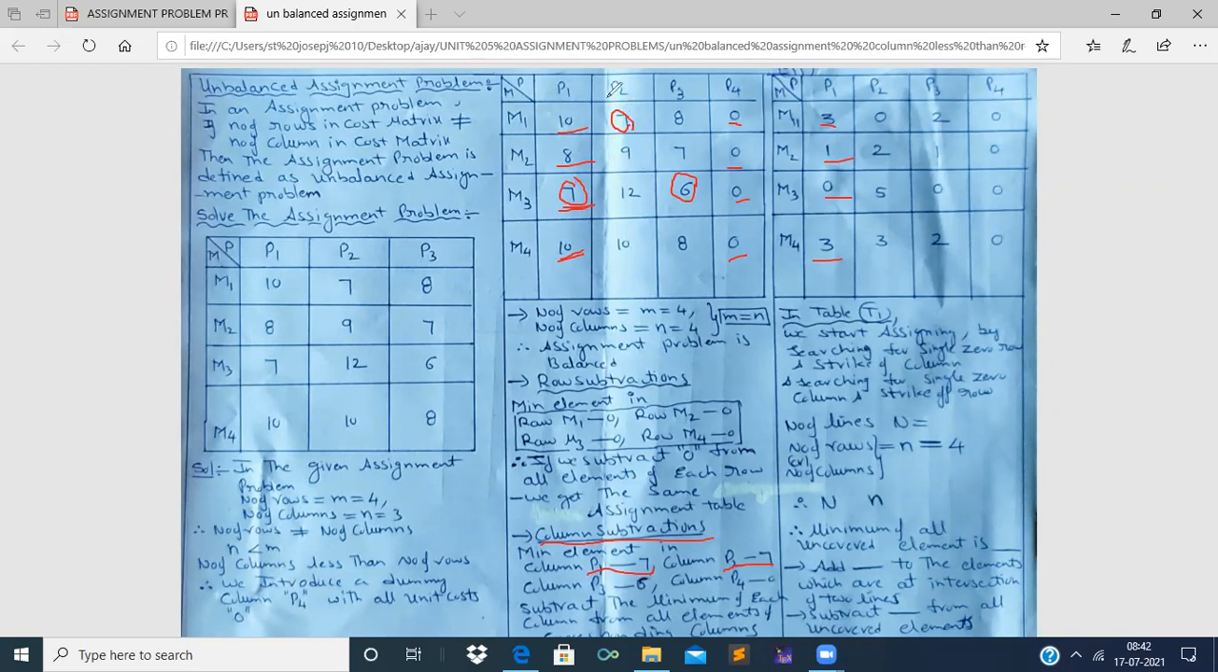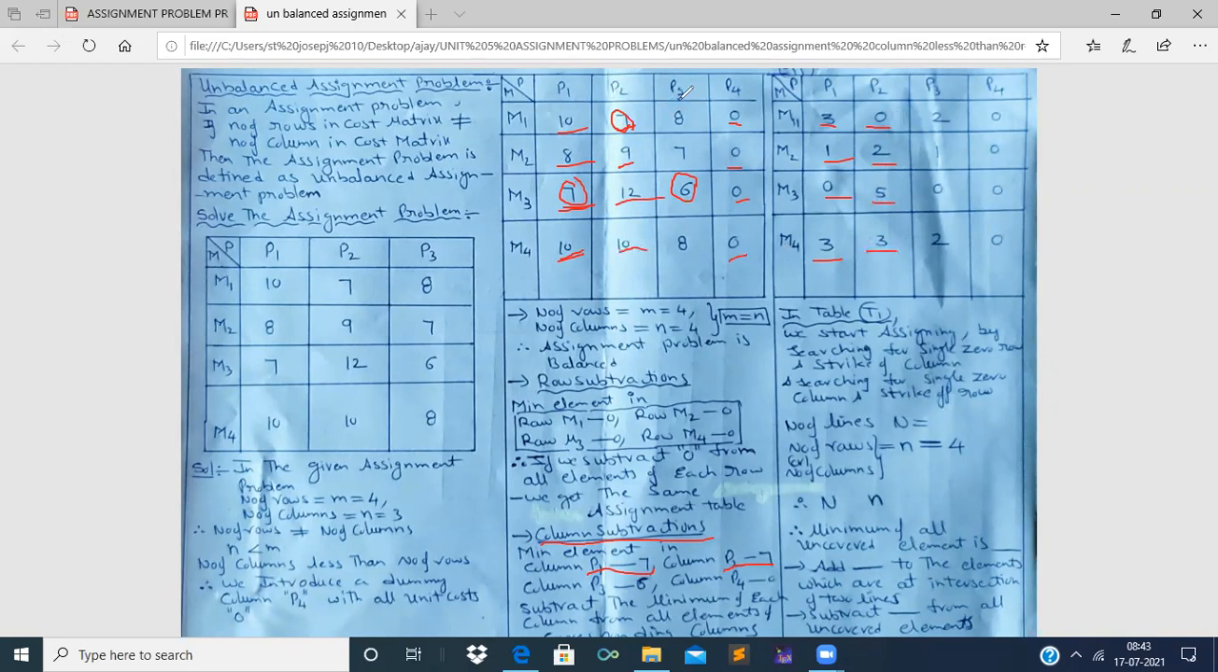Now let us perform the column subtractions for the second column, right? Again here, the minimum element is 7. Therefore, 7 minus 7 is 0, 9 minus 7 is 2, 12 minus 7 is 5, and 10 minus 7 is 3.